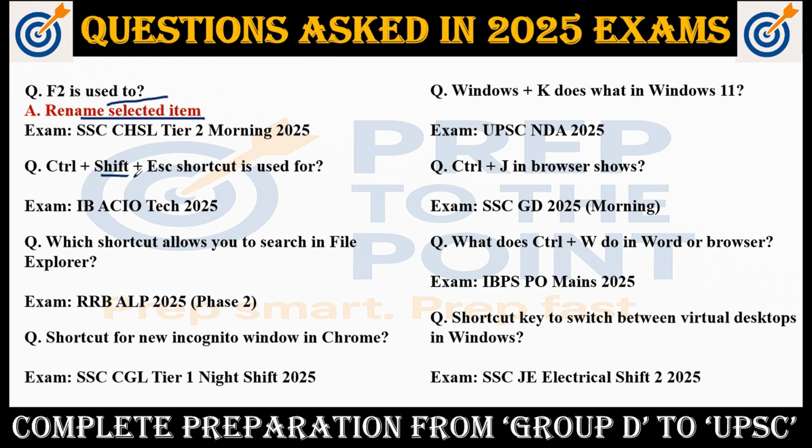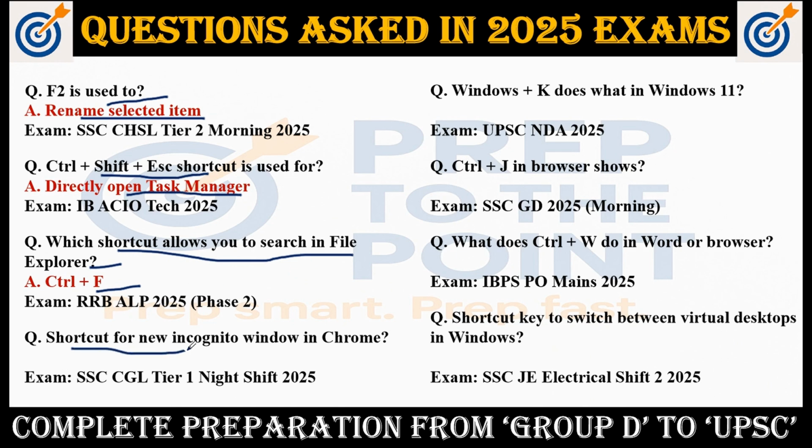Control plus Shift plus Escape is used to directly open Task Manager. Which shortcut allows you to search in File Explorer? Control plus F is used to search for a file. Shortcut for new incognito window in Chrome is Control Shift N.